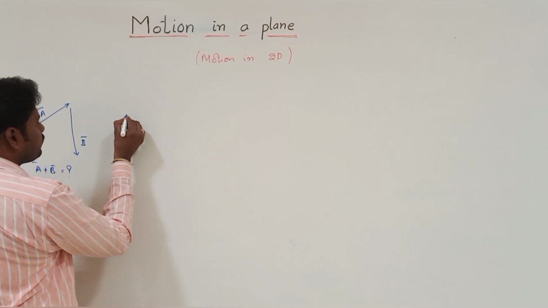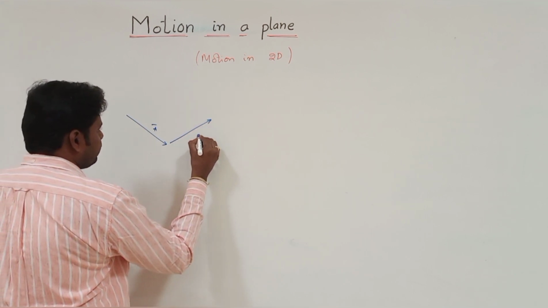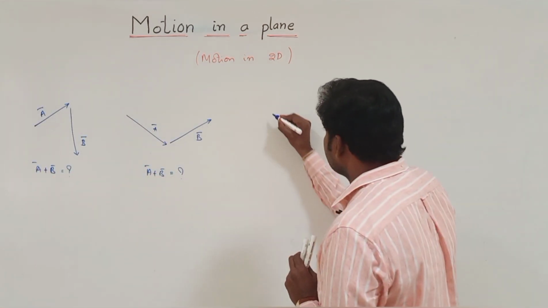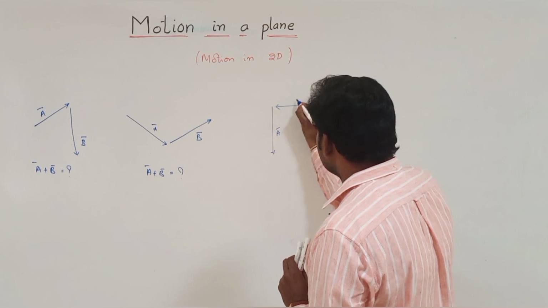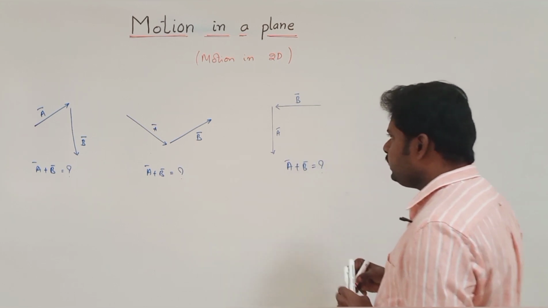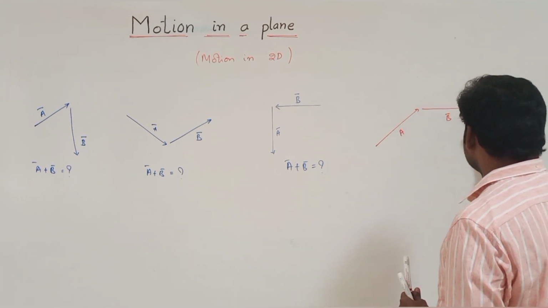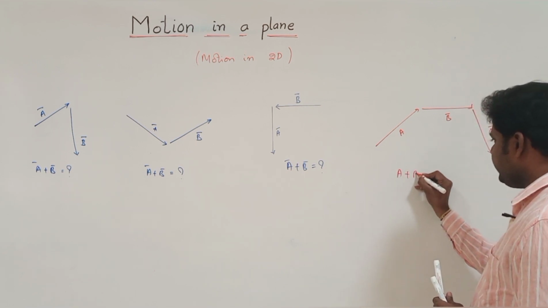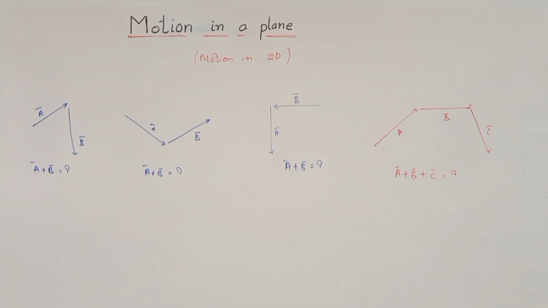Second one, vector A and vector B. Find out vector A plus B. Third one, vector A and second one vector B. Find out vector A plus B. Now we go with the next one, vector A, vector B and vector C. Find out vector A plus B plus C. The bar is necessary to write the vector representation.